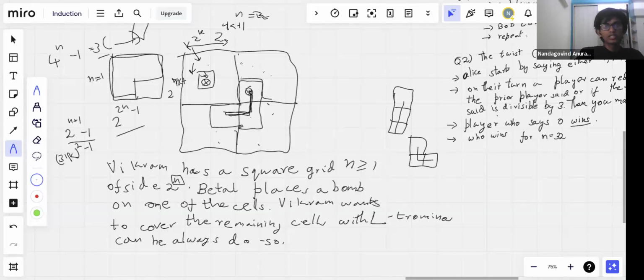So by my assumption that I can tile it excluding one position for the bomb, I can leave this position empty and the rest of the grid is tiled. This position's left empty and the rest of the grid is tiled. This position's left empty and the rest of the grid is tiled. And these three form a Tromino shape. So I can just simply place a Tromino on top of this. Does this make sense?